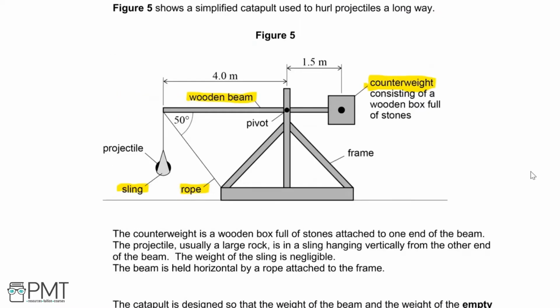So the pivot here is at the center, and we're interested in the forces acting on one side and the forces acting on the other. Now, just dealing with the beam and the counterweight for now, the way to cause this to balance, ignoring the rope and the sling, is for the center of mass to be at the pivot. Now, that's the center of mass of the beam and the counterweight put together as one object.